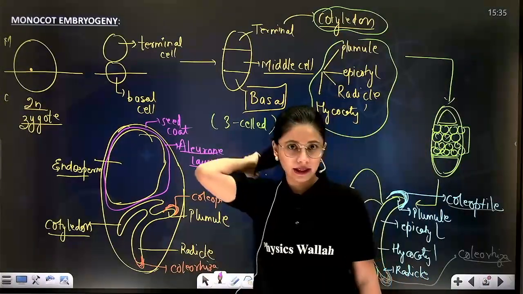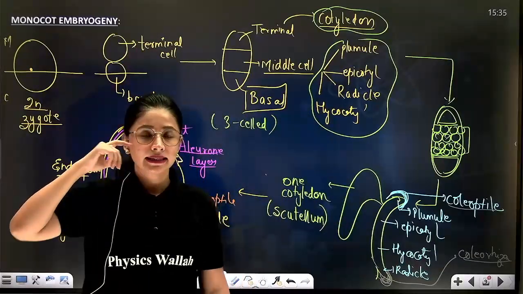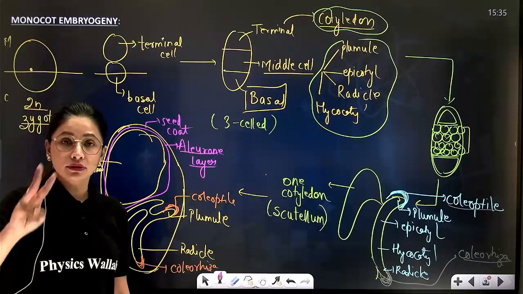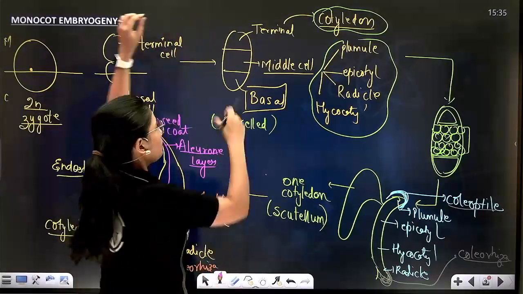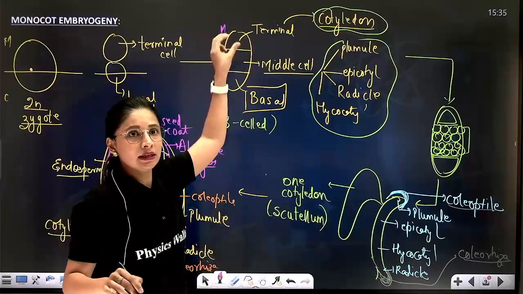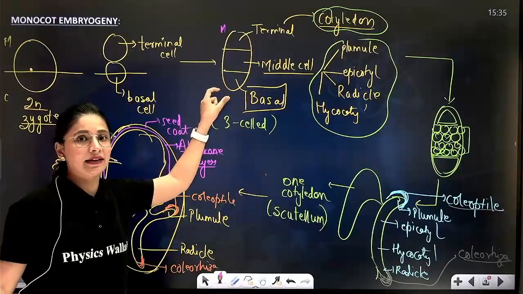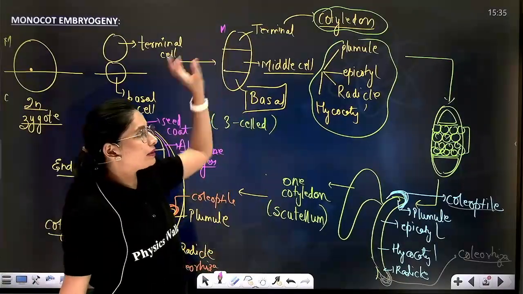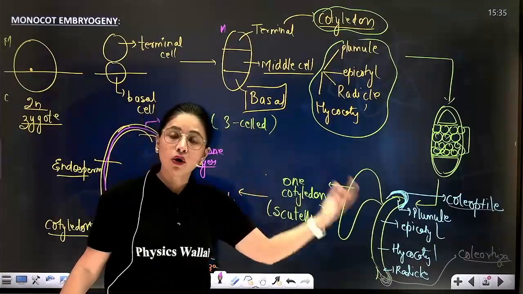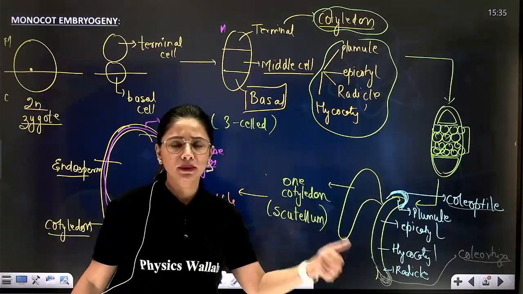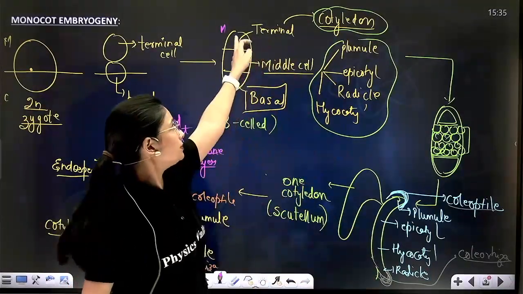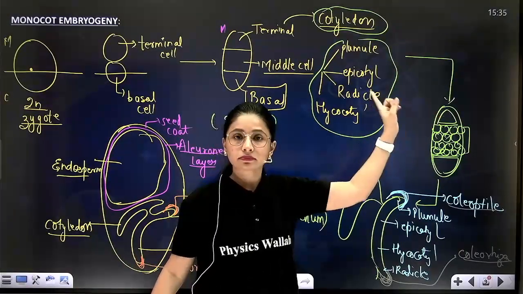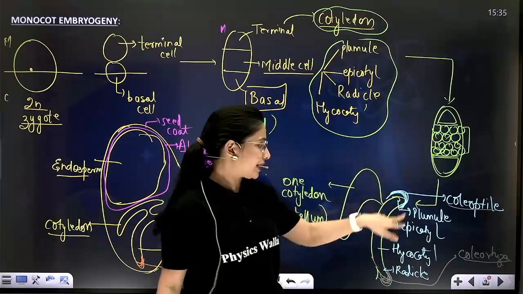Listen to me carefully. You had a single-cell zygote that underwent two mitotic divisions to produce three cells. Towards the micropylar side, there's the terminal cell, then the middle, and towards the chalazal side, there is the basal cell. The basal cell is doing nothing. The major work is done by the middle cell. It is going to form all the structures of the embryo later on, plumule, radicle and all. And the terminal cell is simply going to contribute to the formation of the cotyledon. How many? One. So you can see the diagram.